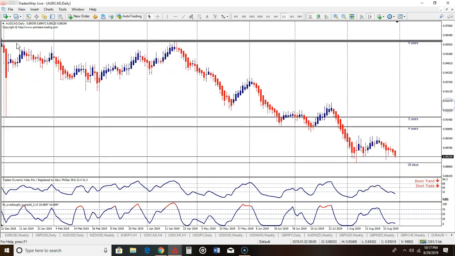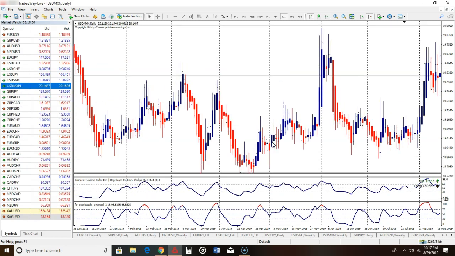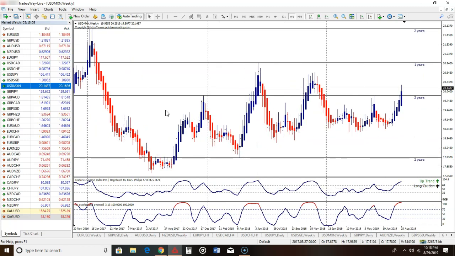Alright, let's look at another pair. Get another example. Let's go USD MXN, Mexican peso. Look at this. Let's go to the weekly first. The weekly shows you what? Price to the upside. It shows you price bouncing off this trend line right here, and price moving up. It also just broke this level.